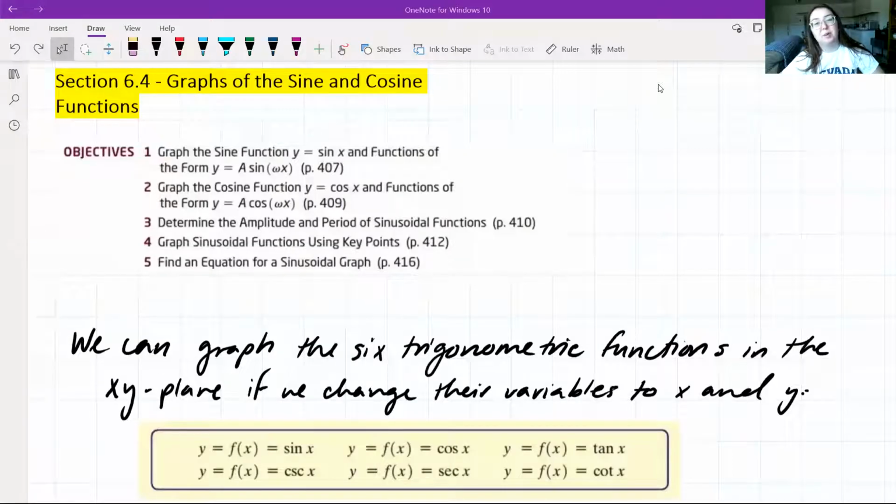Hello everyone, we're going to be going over section 6.4 today. So this is on graphs of the sine and cosine functions. So we have 5 objectives.